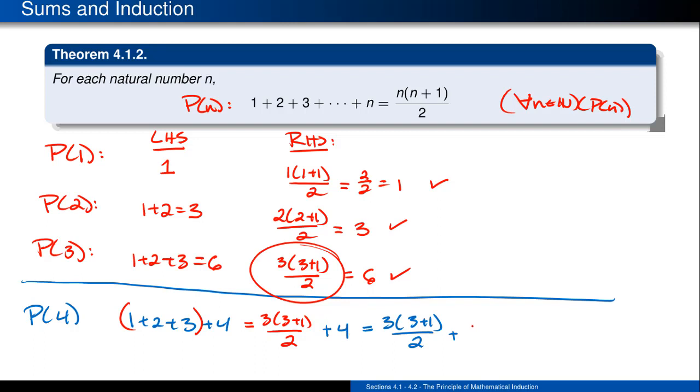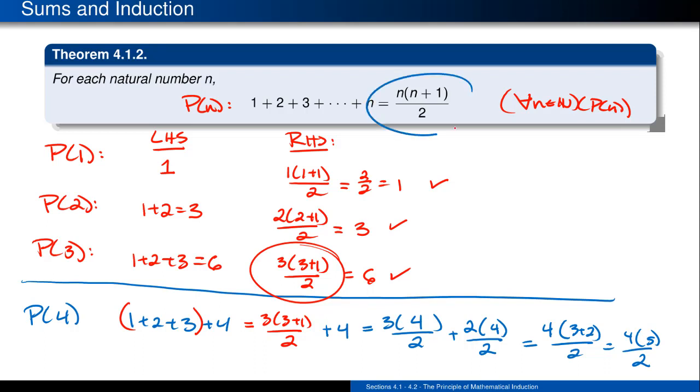That 4 I can actually view then as a 2 multiplied by a 4 all over a 2. And if you look at this left-hand part a little bit more carefully, that 3 plus 1 turns into a 4, so I can actually factor a 4 out of that. So I get a 4 and then 3 plus a 2 all over 2, which is very nicely that 4 multiplied by the 5 over a 2, which is what it's supposed to be.